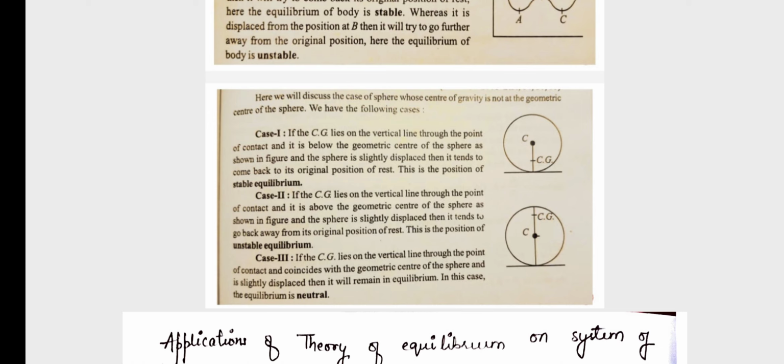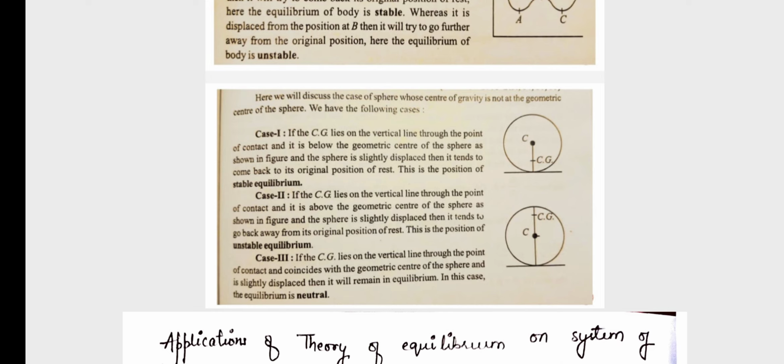Now case 3: if the center of gravity lies on the vertical line through the point of contact and coincides with the geometric center of the sphere and is slightly displaced, then it will remain in equilibrium. In this case, the equilibrium is neutral.